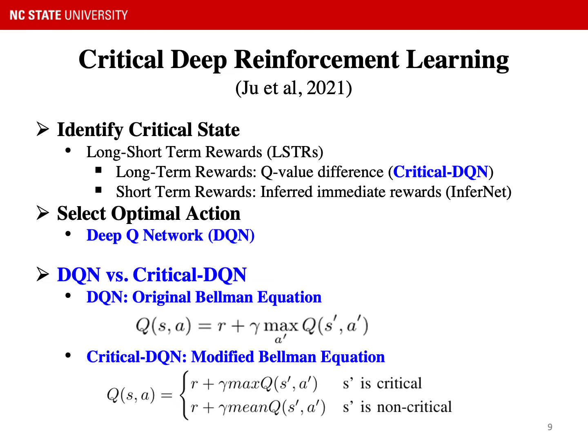For the standard DQN, it follows the original Bellman equation, where the Q-value is calculated by the immediate reward plus a discount factor gamma times the maximum Q-value in the next state s prime. For the critical DQN policy, we modified the Bellman equation to consider the criticalness of the state: the maximum Q-value is considered in critical states, while in non-critical states, the average Q-value among all possible actions is used.